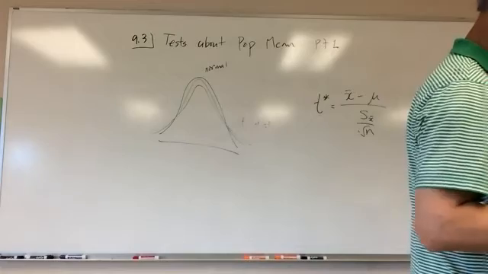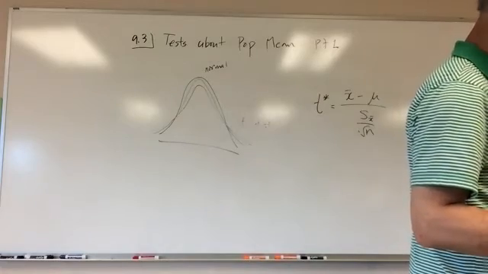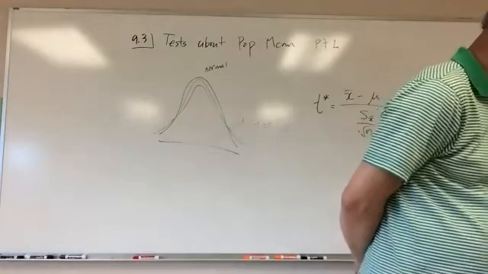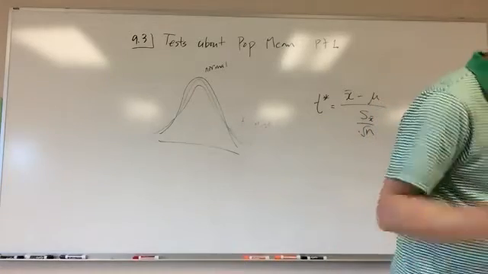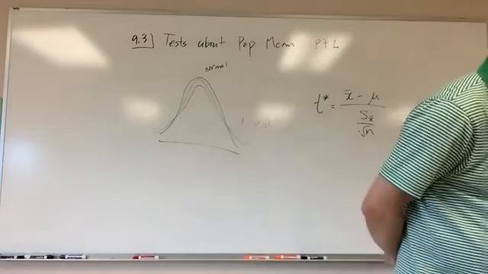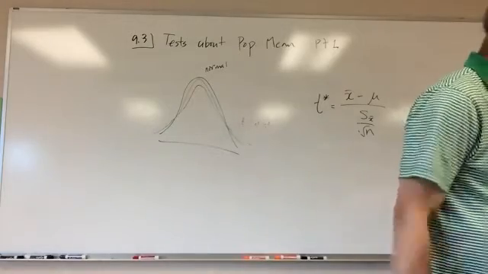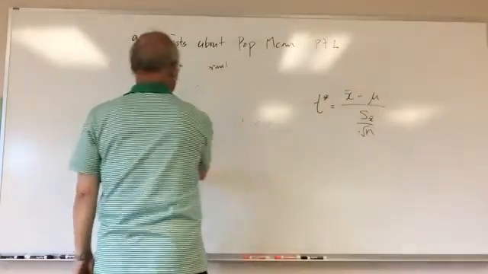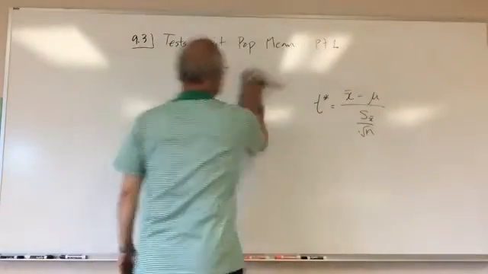Let's go ahead and do the example on 589. Suppose you want to perform a test of H0: mu is equal to 5 versus Ha: mu is not equal to 5. What's going on in the back of your head? This is a what?